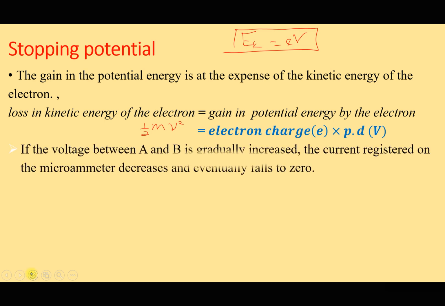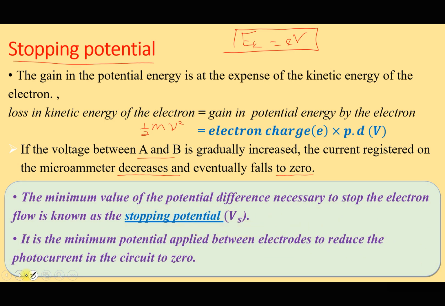So if the voltage between A and B is gradually increased, like I mentioned, the current registered on the microammeter decreases and eventually falls to 0. And when it falls to 0, we said a stopping potential between A and B has been established. Therefore, we can define the stopping potential as the minimum value of potential difference necessary or required to stop the electron flow. That is called the stopping potential.